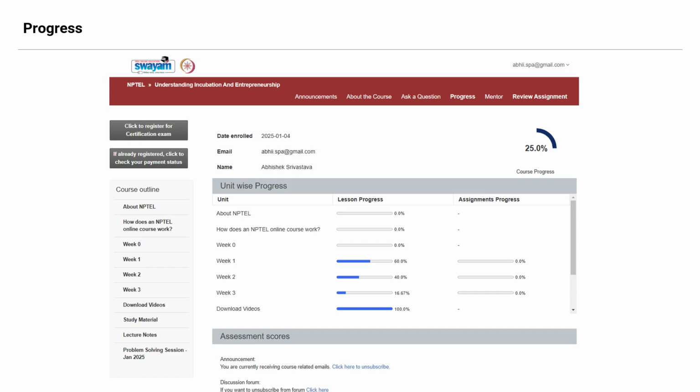So this is the progress screen, and you see the unit-wise progress. Whatever you see in blue is the content you have already gone through. What remains in gray is the incomplete or pending content. If it is full, it means you have already gone through the content. Assessment score is the section where, if you have been submitting your assignments, your scores would be visible.